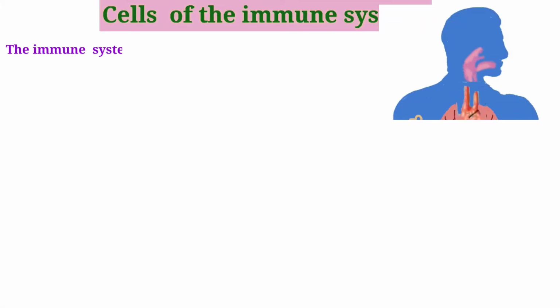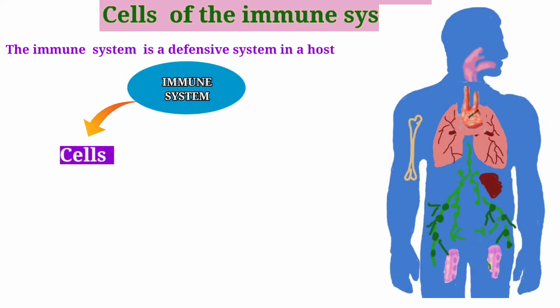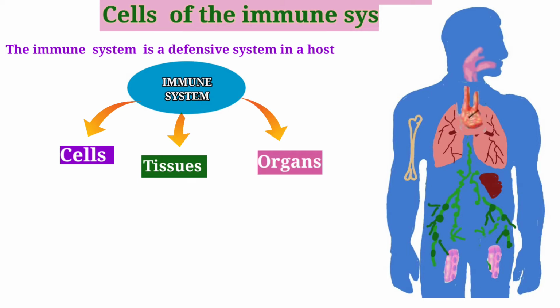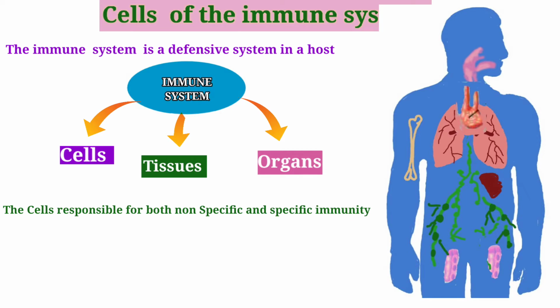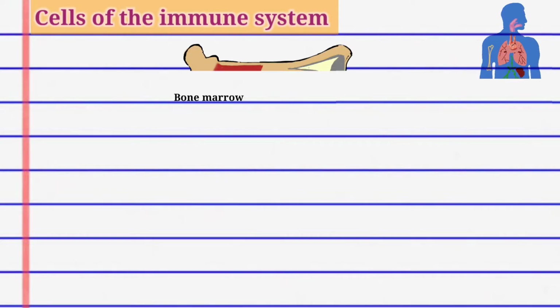Cells of the immune system. The immune system is a defensive system in a host consisting of widely distributed cells, tissues, and organs that recognize foreign substances and microorganisms and act to neutralize or destroy them. The cells responsible for both non-specific and specific immunity are the leukocytes, or white blood cells. Leukocytes arise from a type of cell called the hematopoietic stem cell. A hematopoietic stem cell is a multipotent cell.